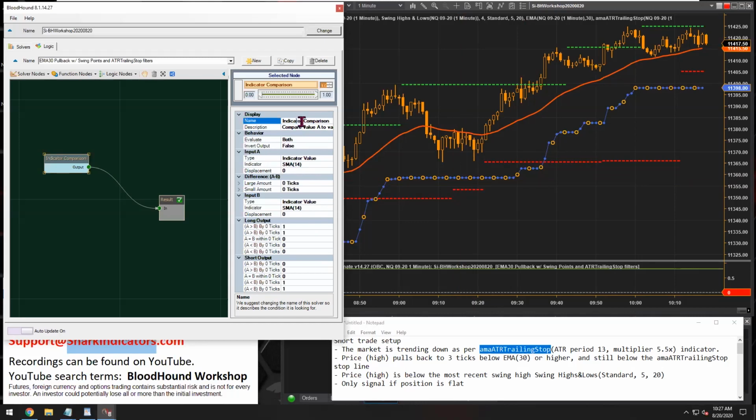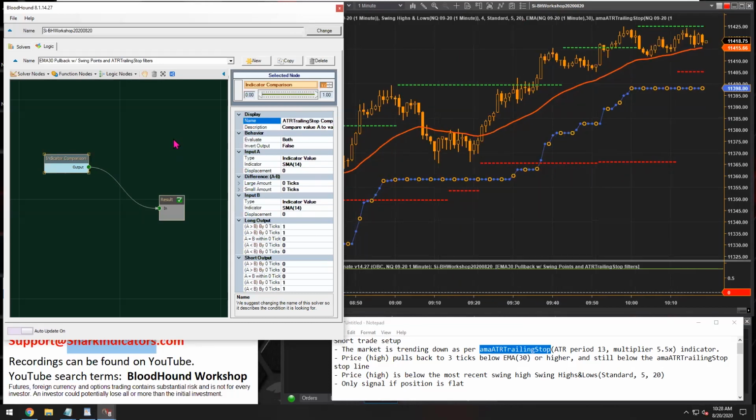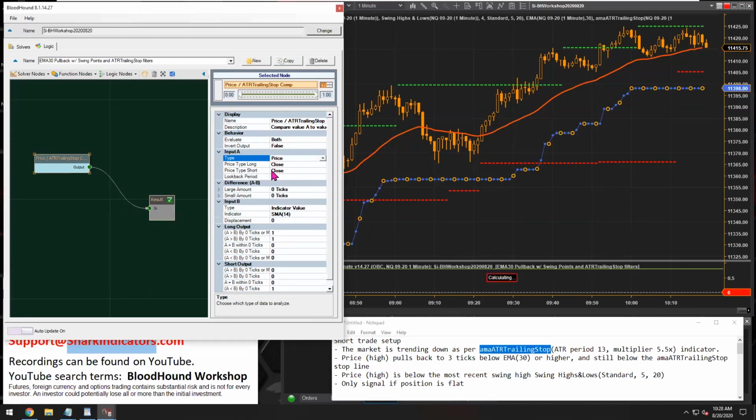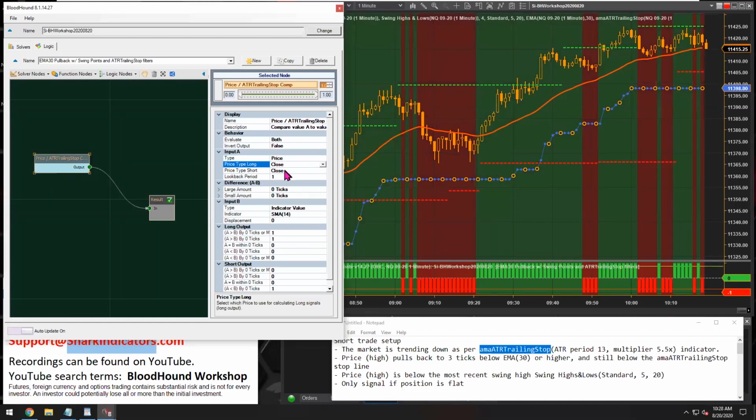So let's give this a name here. All right, so there's a name for that. We are just comparing price to the ATR trailing stop. So for input A, we're going to change the type to price, and we'll just look at the closing price for this. And then input B will be our ATR trailing stop indicator.